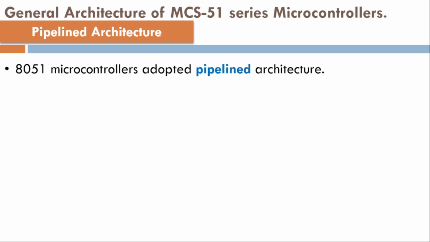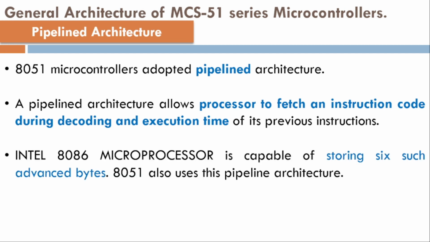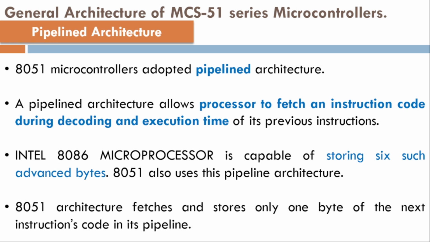The 8051 microcontrollers employ a pipelined architecture. This architecture permits the processor to fetch an instruction code while simultaneously handling the decoding and execution of its previous instructions. Similar to the Intel 8086 microprocessor, which can store 6 advanced bytes, the 8051 microcontrollers also utilize this pipeline architecture. However, in the 8051 architecture, only 1 byte of the subsequent instruction code is fetched and stored in its pipeline.